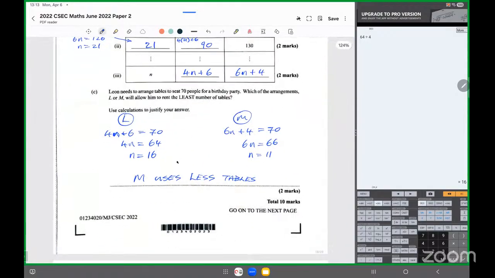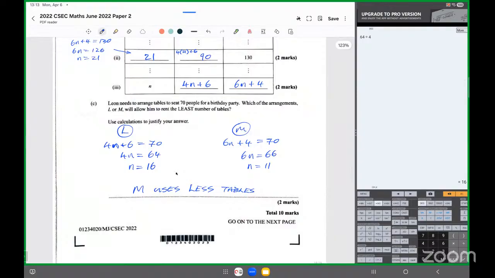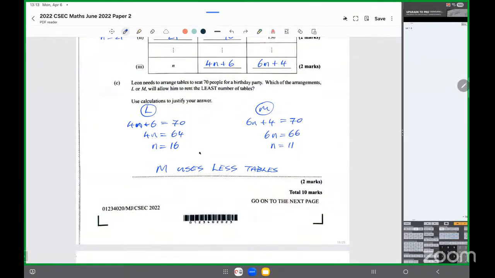But that is it. So arrangement M uses fewer tables. So that's the answer. Arrangement M. That's a justification. So here you're using 11 tables to seat 70 persons. Here you're using 16 tables to seat the same 70 persons. So arrangement M. Okay? Yes, sir. Good. All right, number 9.